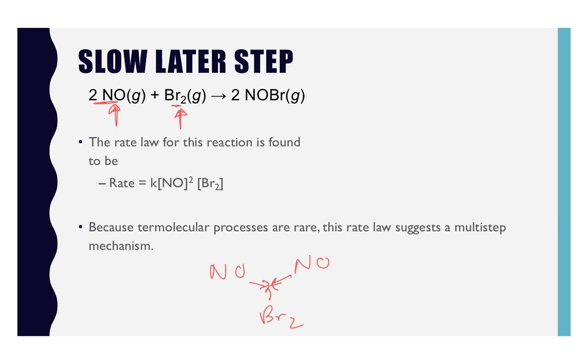Well, that can happen with two molecules pretty easily, but as soon as you add a third molecule or a fourth molecule in there, as we discussed in the last set of notes, that is not going to happen very often, and you would have an extremely slow reaction. Okay, so termolecular processes are rare. So that means that, hey, this can't all just be happening in one step, so it's got to be a multi-step reaction.